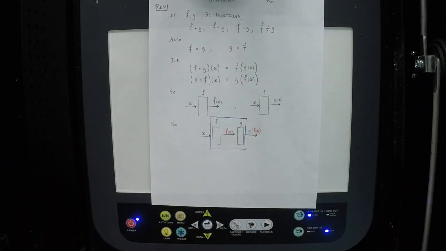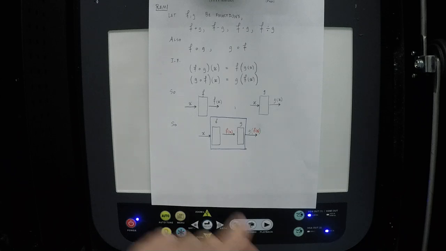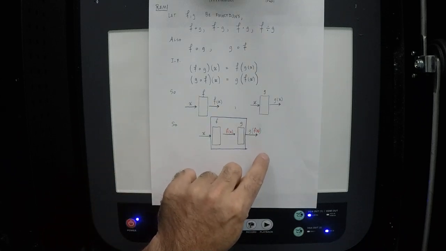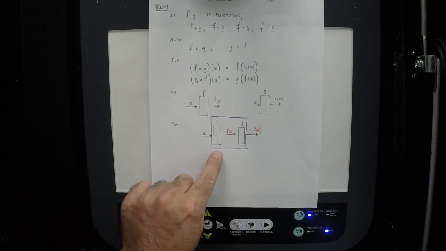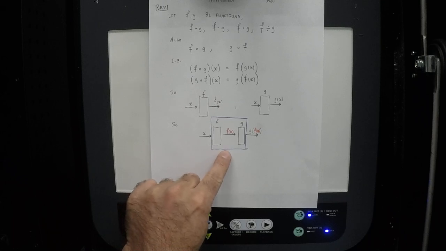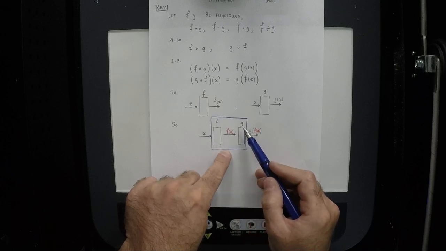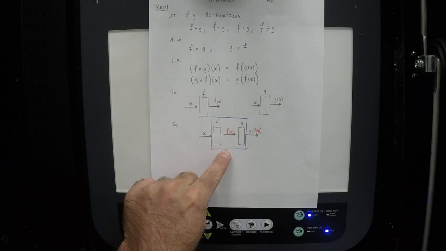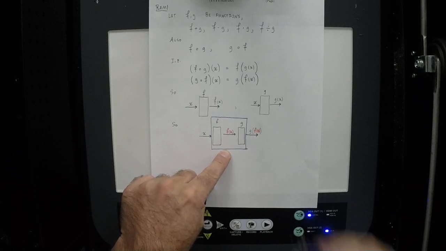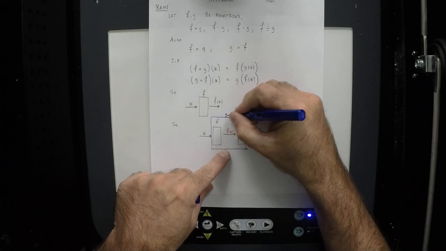So if we cover it up in a big box so that you can't see inside, all that you see is the inputs and the outputs. Well, what's the name of this box? This one is the F box. This one's the G box. What is the blue box? It is G circ F.